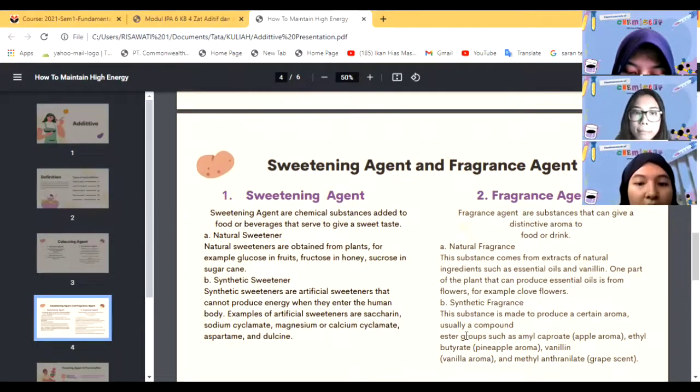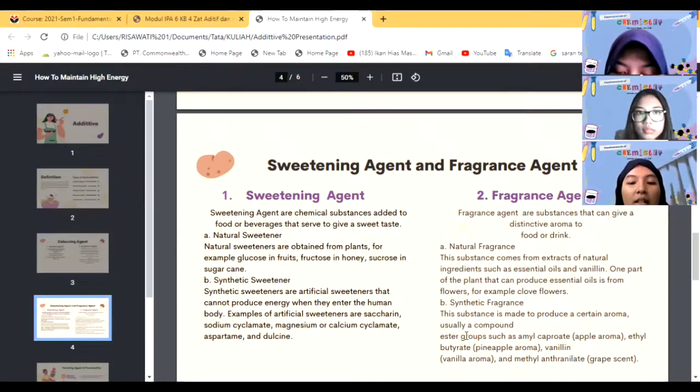Second, there is sweetening agent and fragrance agent. First, there is sweetening agent. What is sweetening agent? They are chemical substances added to food or beverage that serve to give a sweet taste. There are 2: natural sweetener and synthetic sweetener. Natural sweeteners are obtained from plants, for example, glucose in fruits, fructose in honey, sucrose in sugarcane.